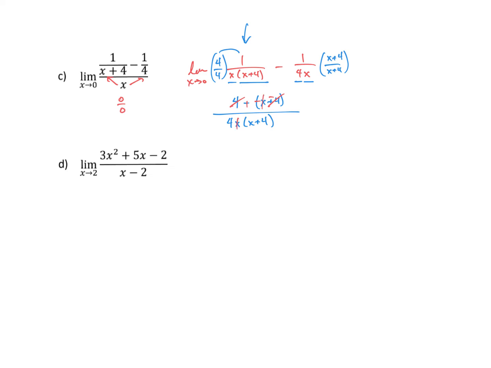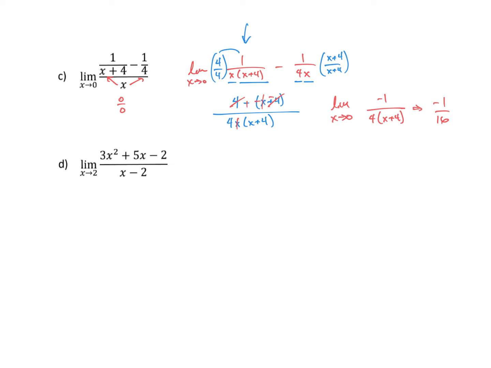And so what am I left with? I'm left with limit as x approaches 0 of, what's up top now? Negative 1 over 4 times x plus 4. So now this is my simpler function. So now when I substitute in 0, what do I end up getting? Negative 1/16. And then we're done. So that really has a hole going on at (0, negative 1/16). Pretty good?